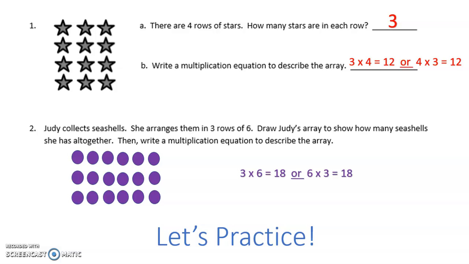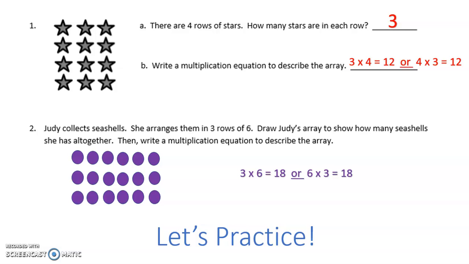Well, how many stars are in each row? Yes, 3. So 3 times how many rows? 4. So 3 times 4 is 12 altogether. Or we could say how many rows? 4. How many stars in each row? 3. How many altogether? 12. So 3 times 4 equals 4 times 3. They are interchangeable. You can flip-flop them. Got to remember that. Do not mess with the product. The product cannot be moved.